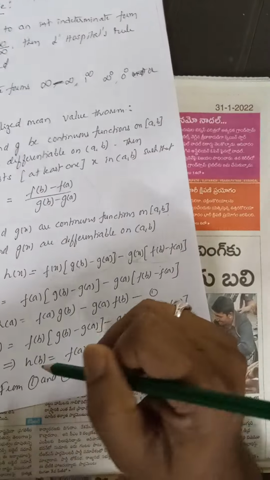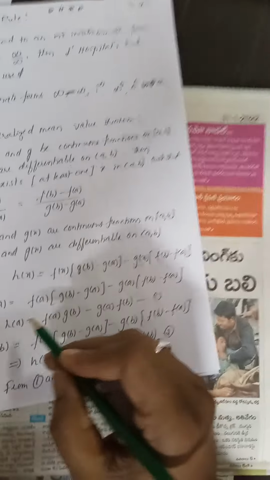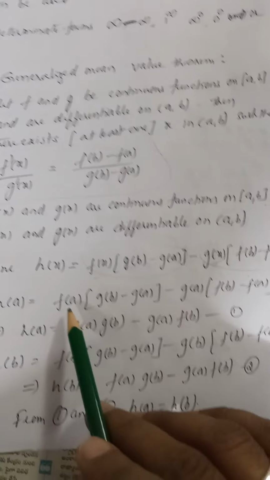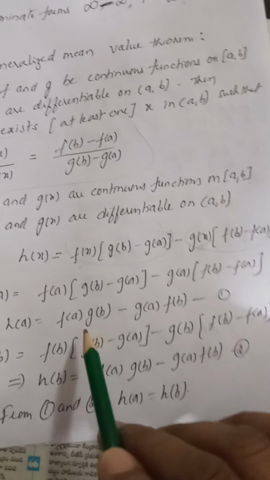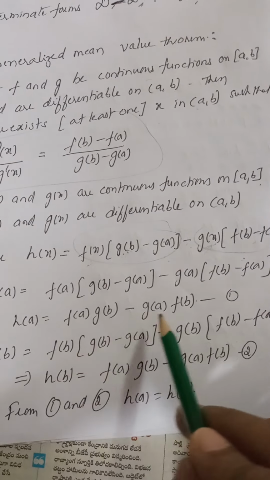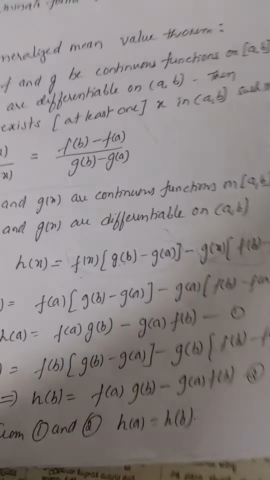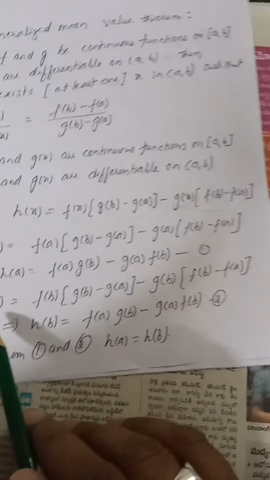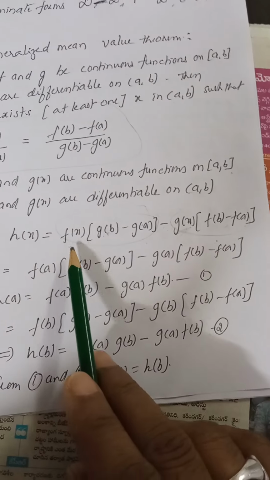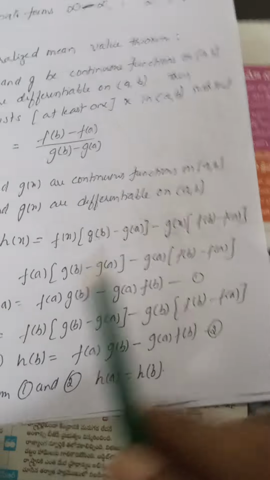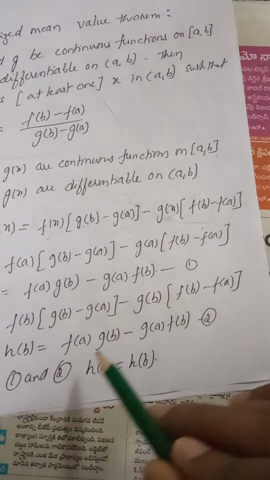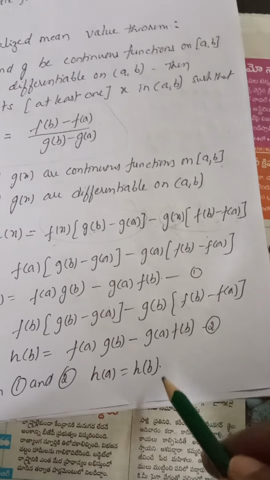Now we are finding h(a). At x equal to a, what is the value of the function h(x)? Now h(a) is equal to, in the place of x I am substituting a. On simplification I got this result: f(a)g(b) - g(a)f(b), right? Now similarly at x equal to b we are going to find the value of h(b). Therefore h(b) is equal to, in the place of x we substitute the value of b, right? And I got this result.